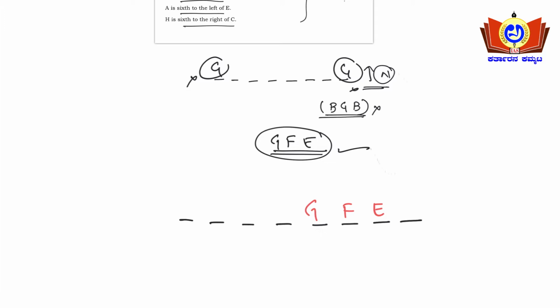A is sixth to the left of E. Sixth to the left of E means 1, 2, 3, 4, 5, 6. A must be here because E's position is fixed, so A must be at the extreme end of the left. And H is sixth to the right of C. If C falls here, then 1, 2, 3, 4, 5, 6, so H must be here. So H is sixth to the right of C. So C I will write here and H I will write here. So the other two positions are remaining.